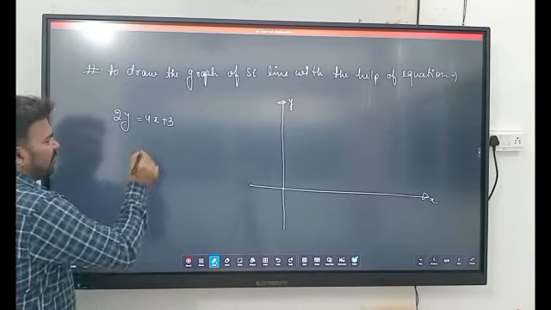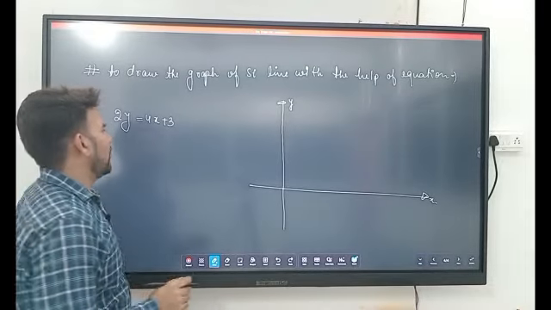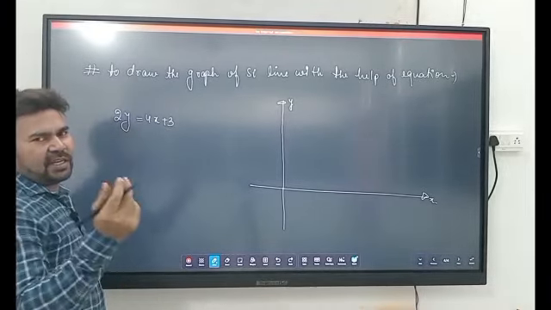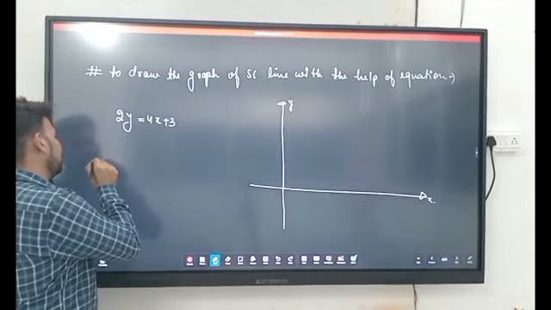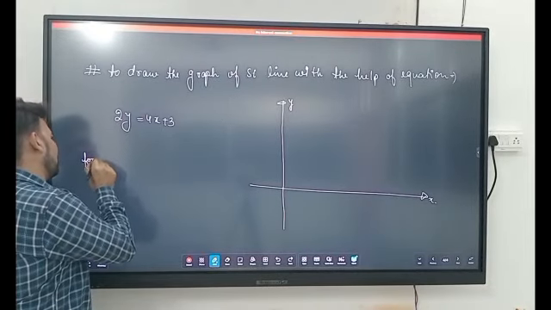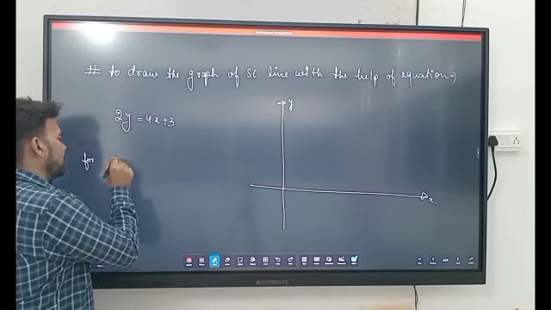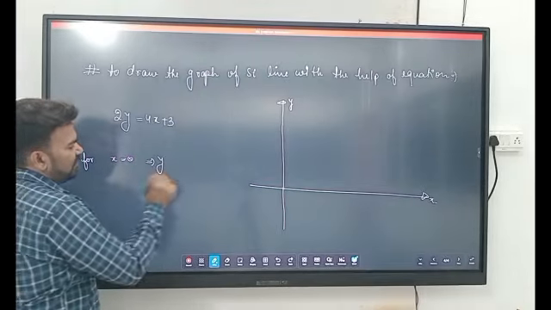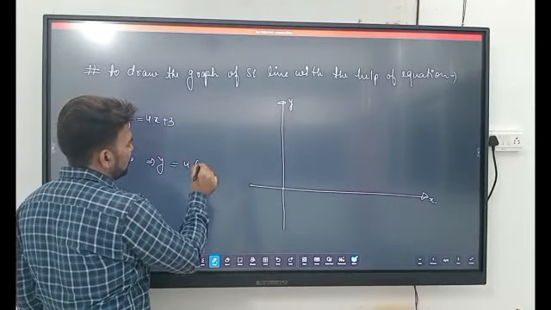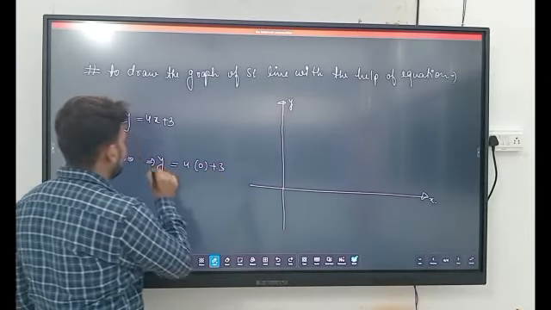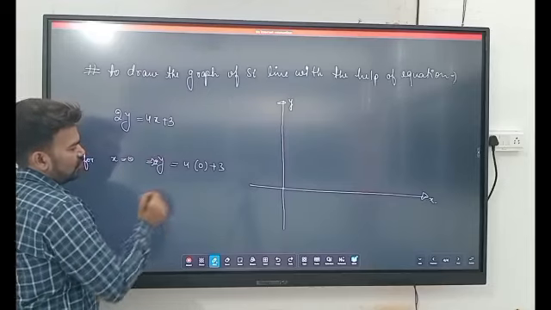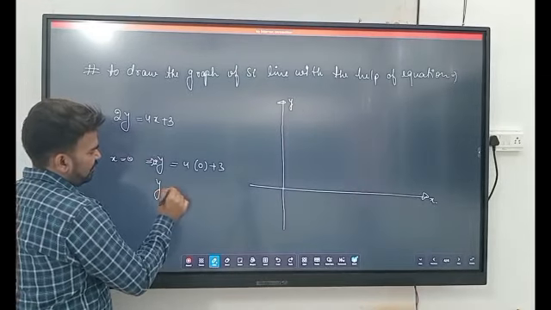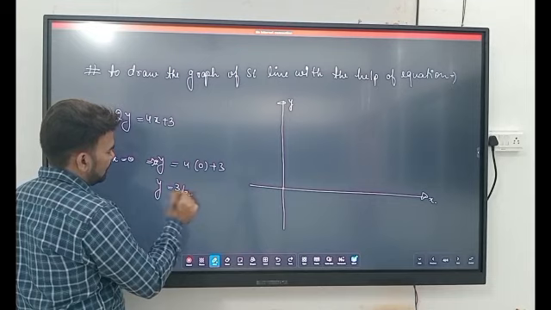Okay, now listen. For getting the value of y, I will take the x value 0. So x is equal to 0, and we will get the value of y. Now listen to what we are getting: 2y equals 4 into 0 plus 3. Just see properly, y is equal to 3 by 2.